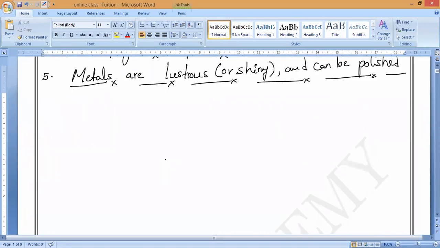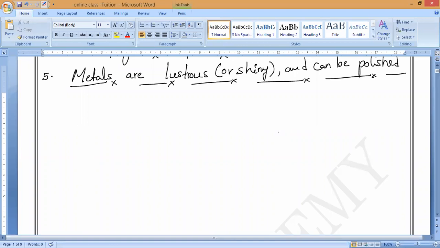Now coming to the fifth property of metals: metals are lustrous. So what do you mean by lustrous? They have a shiny surface, or they appear very bright in nature. That is what we can call looks shiny. And if they become dull, we can polish them, so they will get back to a shiny surface. That is the fifth physical property of metals.